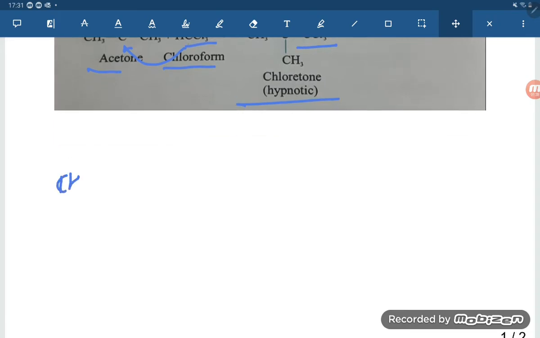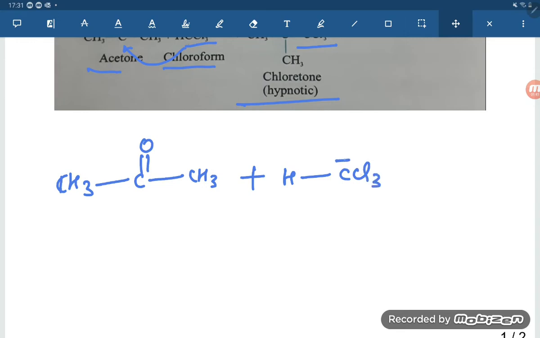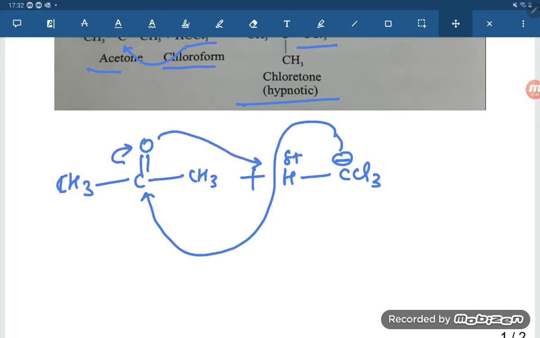So suppose, student, one example I am taking here, see, there is a double bond, okay, student, and here is CH3. This is nothing but acetone, student, and this is reacting with HCCl3, student. So this is the negatively charged, student, and this is the positive charge. So this negative charge, student, will attack here, and it will be like this. So this negative charge will take this hydrogen atom, student.